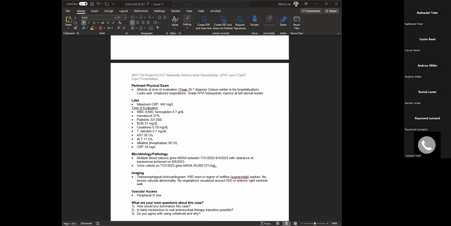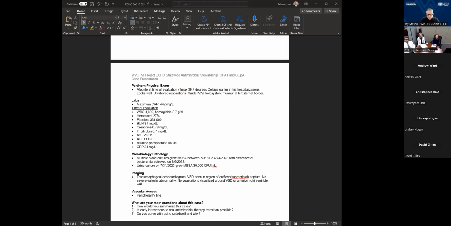And then for his microbiology results, again, he had multiple blood cultures that grew MSSA, with his blood cultures clearing on August 6th. He also had a urine culture when he came in that had some MSSA, from the hematogenous MSSA bacteremia. Again, his imaging, we already went through this a little bit, but his transesophageal echocardiogram showed a VSD in the region of the outflow or supracristal septum. No severe valvular abnormality and no vegetations were visualized around the VSD or on the anterior right ventricle wall. When we met him, he had a peripheral IV and had not yet gotten a PICC.